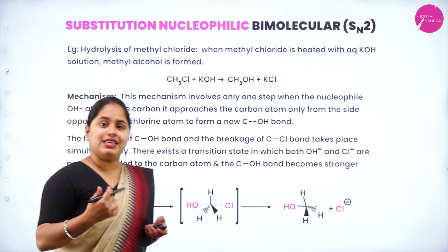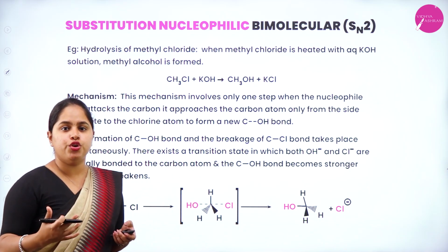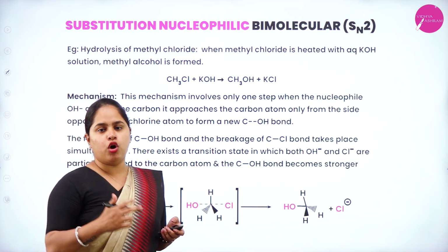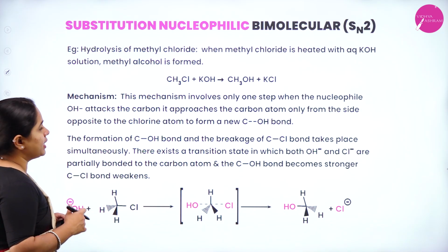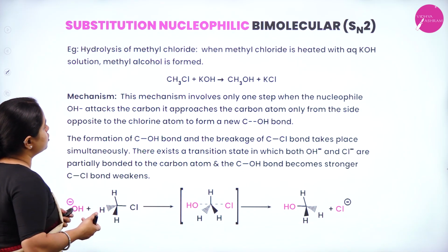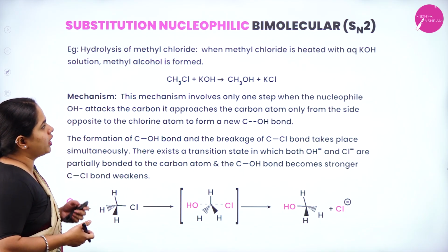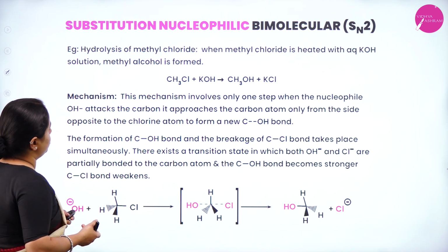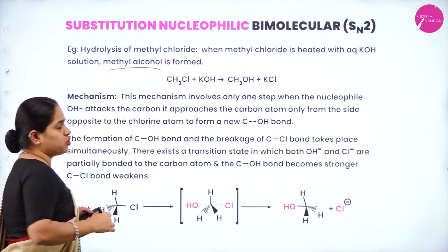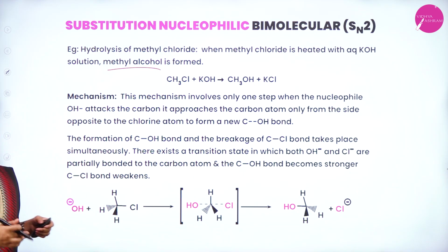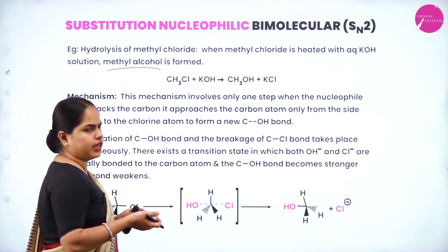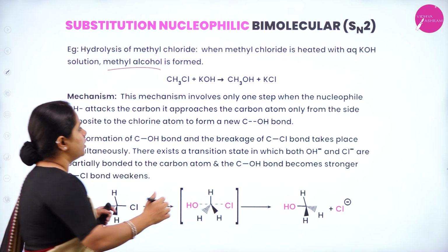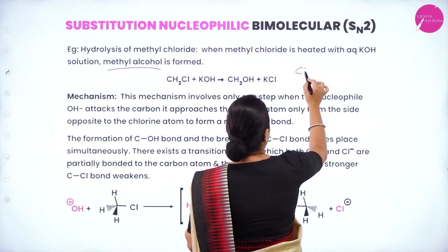Now moving on to SN2, that is substitution nucleophilic bimolecular reaction. Okay, it's a bimolecular reaction. So let's take an example and understand this. Hydrolysis of methyl chloride. When methyl chloride is heated with aqueous KOH solution, methyl alcohol is formed. So now we are taking methyl chloride here. There we had taken tertiary butyl chloride. We are taking methyl chloride. Okay, so what is methyl chloride?